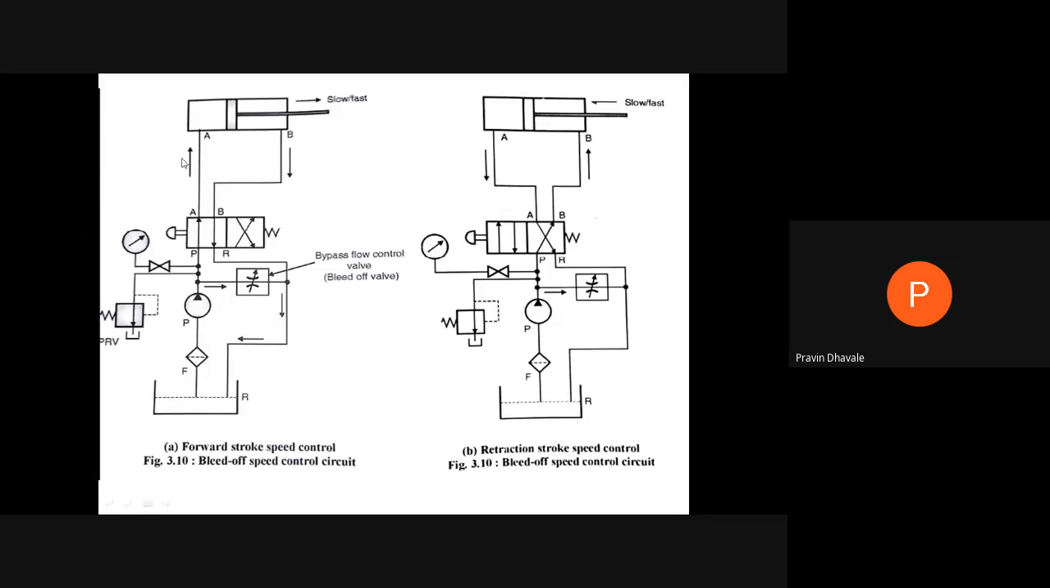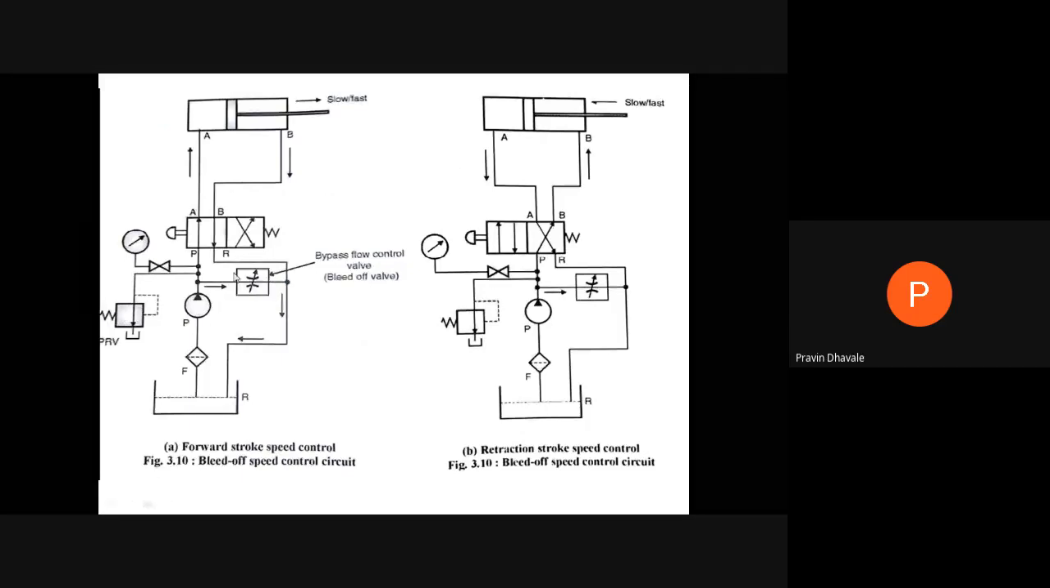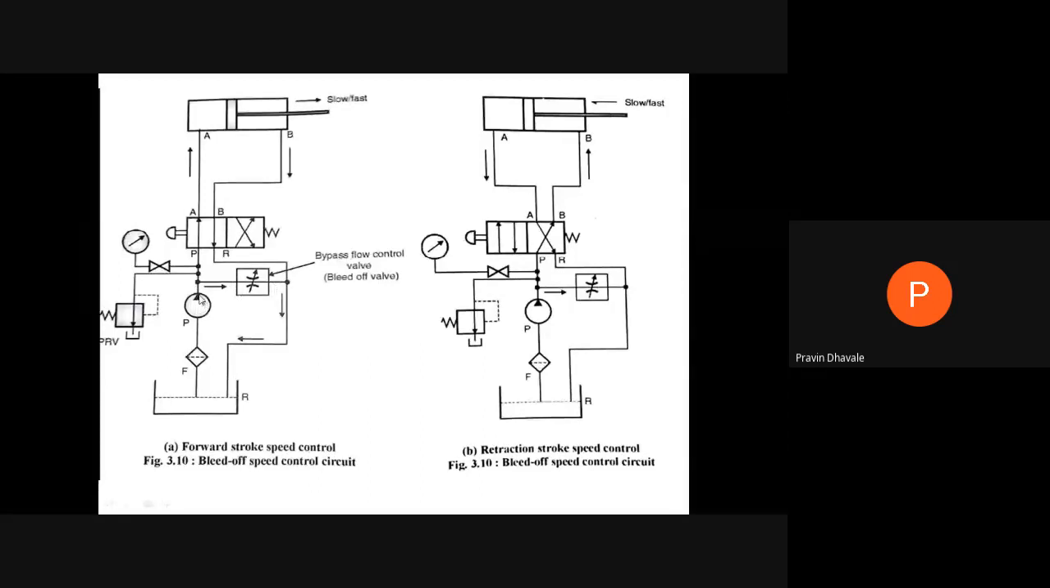The main difference in this type of valve: in meter in circuit, we provide the flow control valve at the inlet of the cylinder. In meter out circuit, we provide the flow control valve at the outlet of the cylinder. But in bleed off speed control circuit, we mount this flow control valve at the bypass line, which comes exactly after the pump. In this bypass line we provide the flow control valve in order to bypass the fluid to the reservoir.